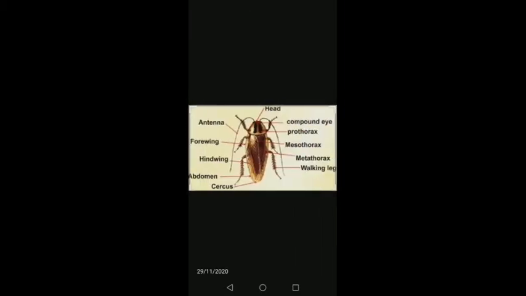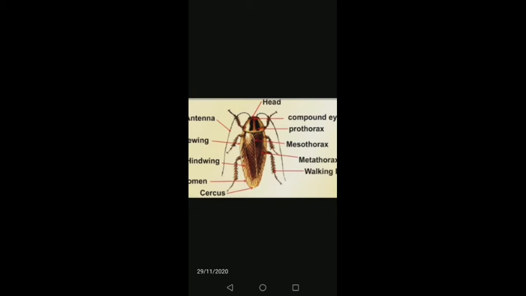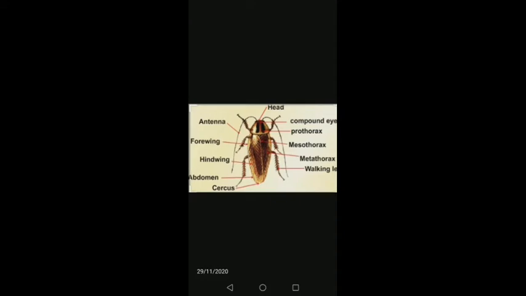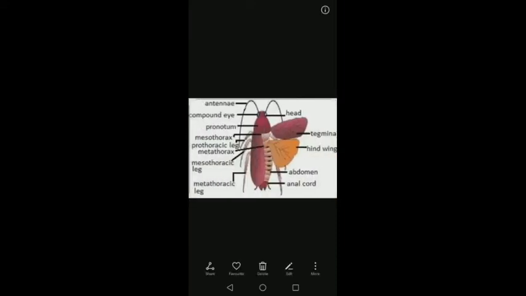Cockroaches are found in different parts of the world. They exhibit all the fundamental characteristics of class Insecta. If you see this cockroach, it is reddish brown or black.